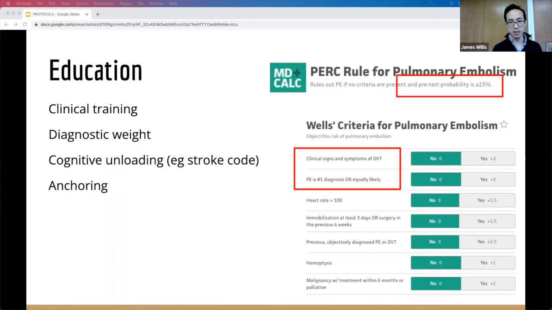And just to reiterate how clinical decisions should be made on experience, we all know the PERC rule and Wells criteria, that they're supposed to be objectifying medicine. But you can see that PERC should only be applied when we deem that the pretest probability is less than 50%. Wells has two components where they have clinical signs and symptoms that we deem are relevant. So again, this goes back to the diagnostic weight, where we're actually using our noggin to think about these things.